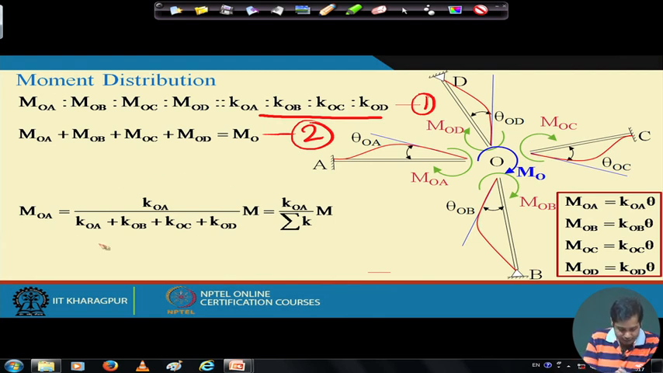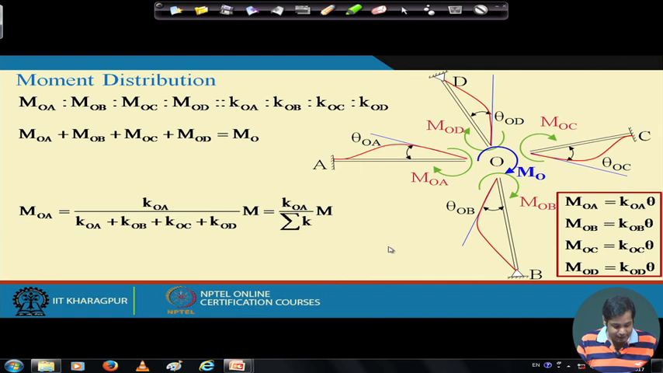Okay. So, this is the summation of the stiffnesses of all the members, KOA is the stiffness of that particular member, and M is the total applied moment. So, this is K0 by K. Okay. Now, if you remember, we discussed absolute stiffness. This is the absolute stiffness, and this you can say is the stiffness relative to the total stiffness. Okay.